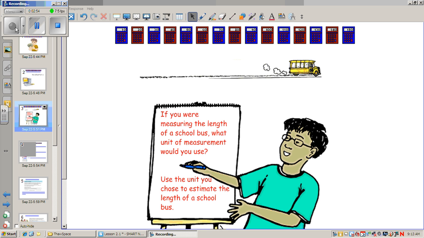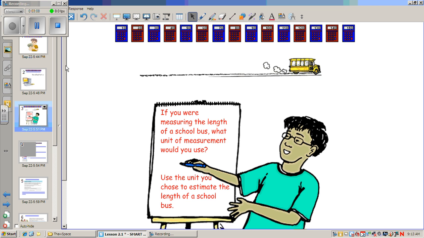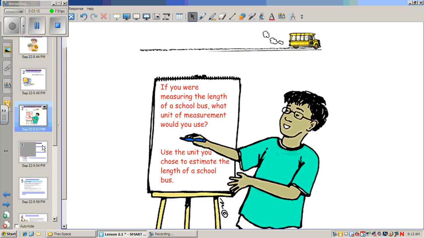Okay, so hopefully you have thought about what unit of measurement you would use and how long you think a bus would be. Now, for us, measuring a bus, there are many different things we could use, but hopefully you understand that in our measurement, we'd probably want to use a yardstick or a tape measure, but I think that a yardstick is more practical because that's what we have. And so I'm hoping that's what you said.